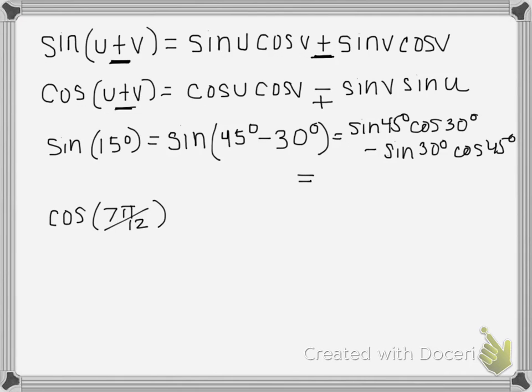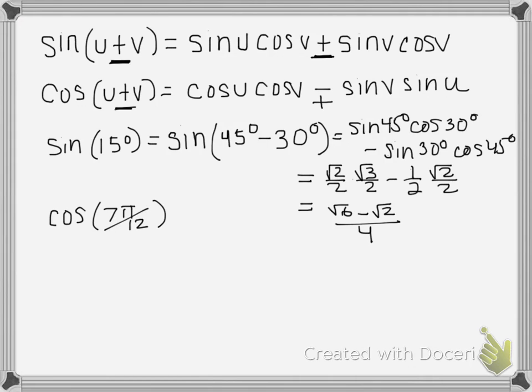30 degrees cosine 45 degrees. Now these I know. I know the sine of 45 degrees is rad 2 over 2. I know that the cosine of 30 degrees is rad 3 over 2. I know that the sine of 30 degrees is 1/2. And I know that the cosine of 45 degrees is rad 2 over 2. So what in the beginning looked like I would have had to use a calculator to find a decimal approximation, turns out to be, with the sum formula, an expression that I can evaluate exactly, getting rad 6 minus rad 2 over 4.